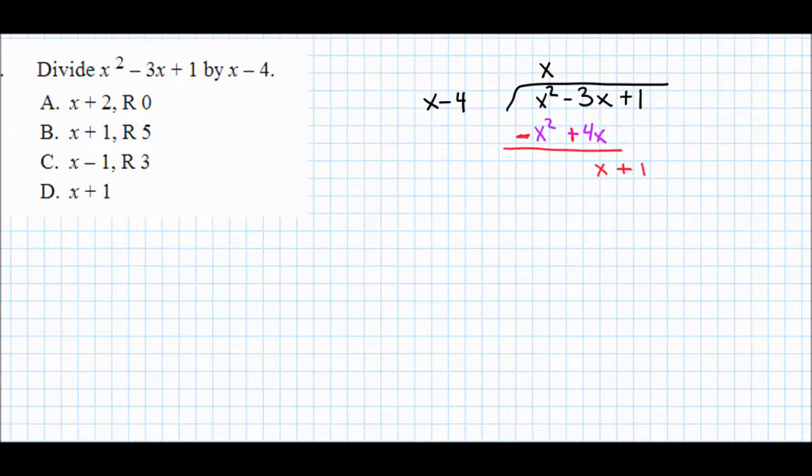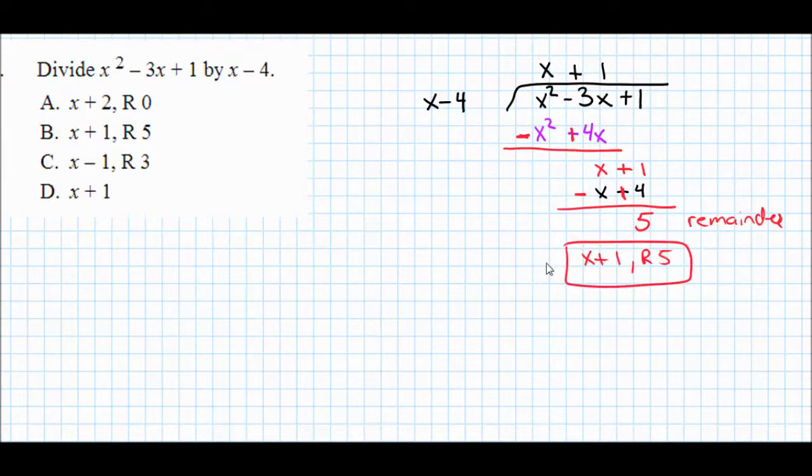How many times can we do that? So we will multiply by 1, so we'll make that plus 1. 1 times x is x, and 1 times negative 4 is negative 4. Again, we've got to change the signs to subtract them: negative x and positive 4. So x minus x is 0, and 1 plus 4 is 5. So we have a remainder of 5. So x plus 1, remainder 5 is our solution. We see that is B.